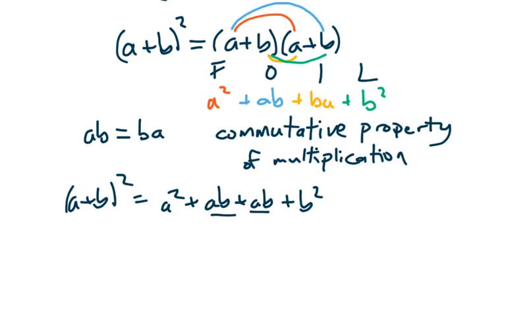But you'll also notice, hopefully, that ab and ab are the same. So what do you get when you take one banana plus another banana? Two bananas. This is a squared plus 2ab plus b squared.